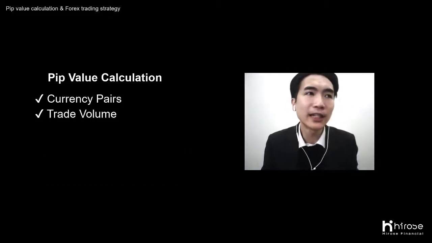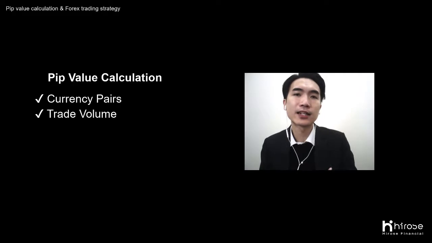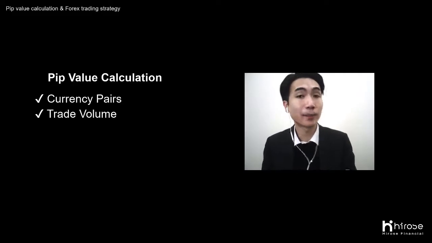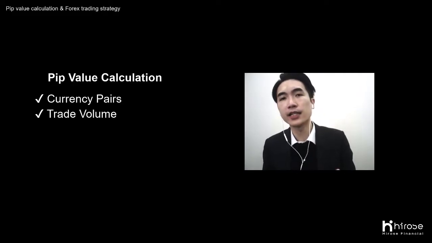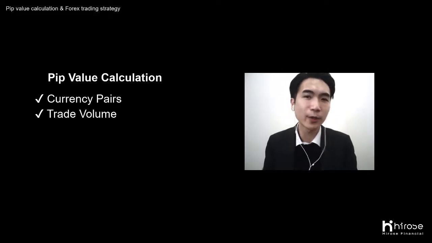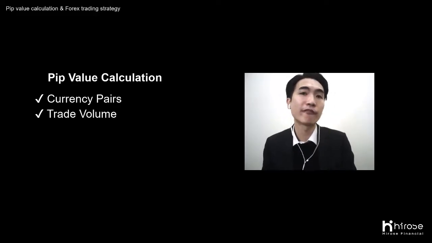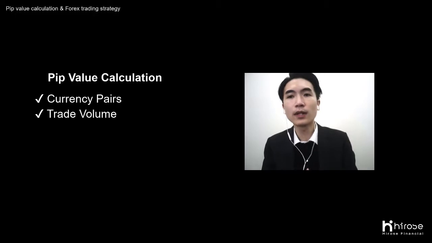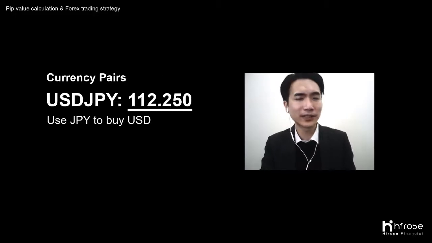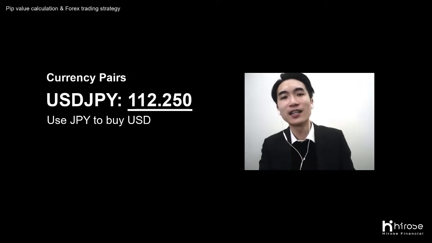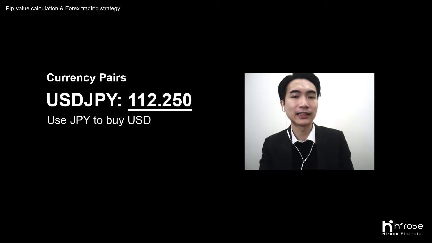Alright, so there are two factors that affect the pip value. The first is the currency pair that you're trading, and the second is the trade volume of your trade. Let's talk about currency pairs first. It's okay not to think too difficult. Let's take US dollar and Japanese yen as an example.